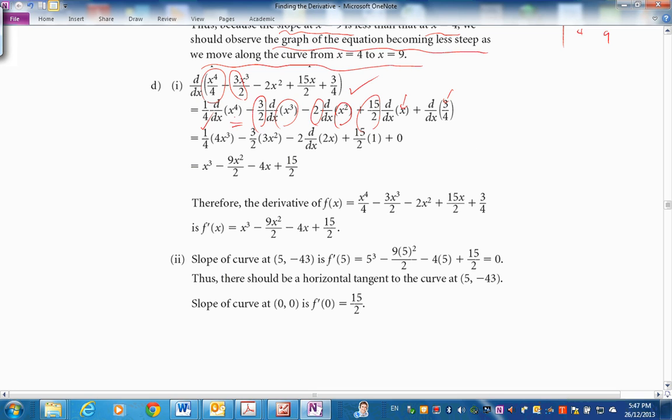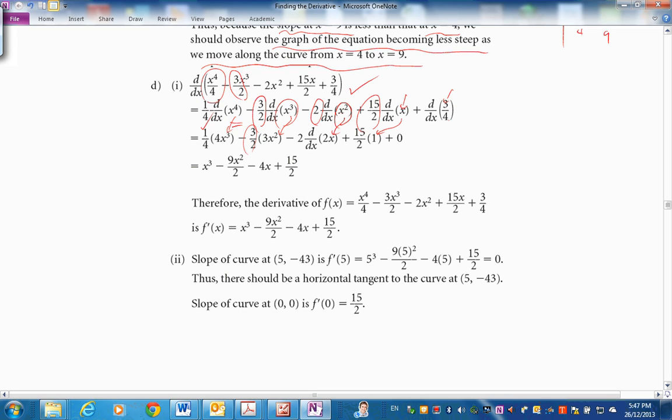Okay, derivative of x to the fourth is 4x cubed. 3 over 2 is a constant out the front. Derivative of x cubed is 3x squared. Derivative of x squared is 2x. Derivative of x is only 1. Constant rate of change there.